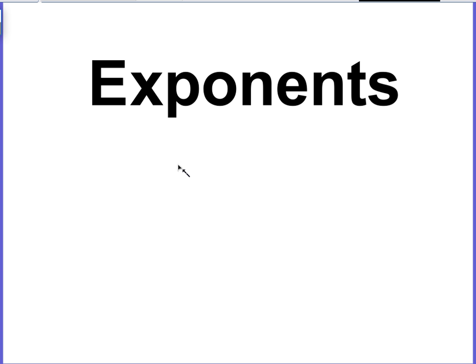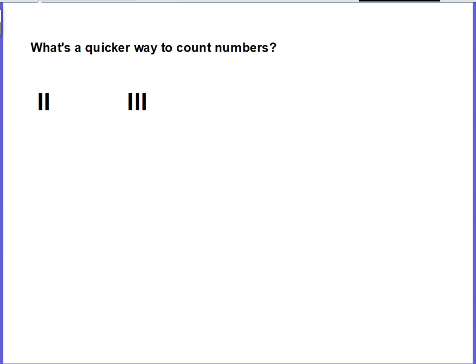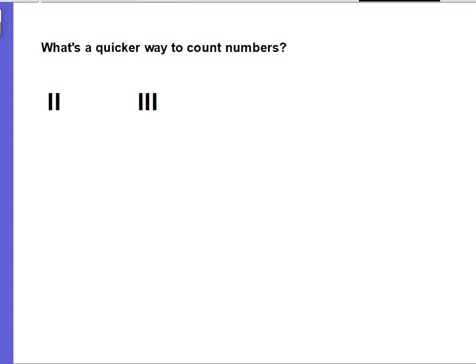So let's learn about exponents. Well, first, what's a quicker way to count numbers? If I have two over here and three more over here, I've learned in elementary school, and even before in some cases, that I could just say 2 plus 3 equals 5. There's some that would count from 1 to 5, but that's slower. Why does efficiency matter? Well, I guess it always does.